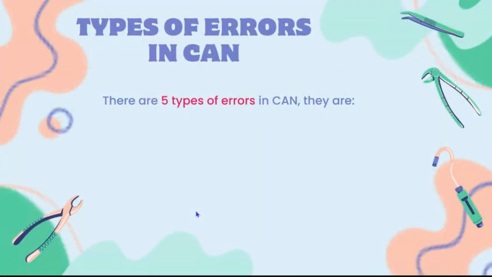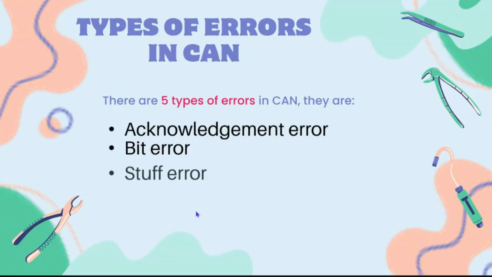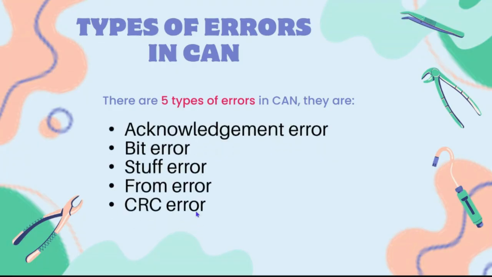What are the five types of errors in CAN? There are five types of errors in CAN: acknowledgement error, bit error, stuff error, form error, and CRC error.